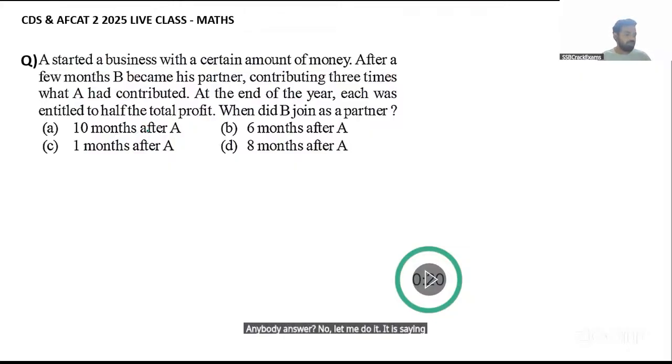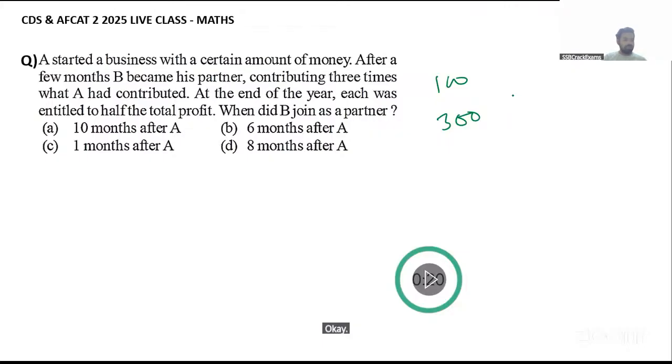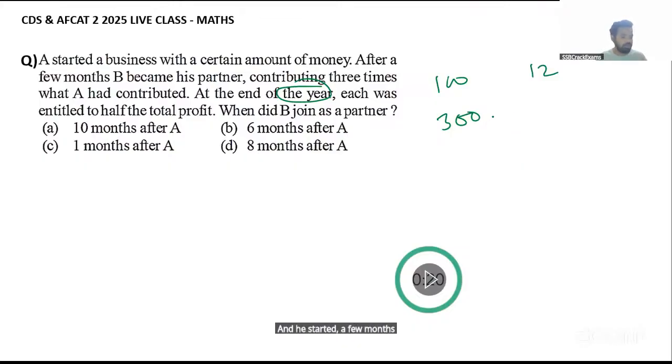It is saying that A started a business. Suppose A shared 100 rupees. Then B will share 3 times that, 300 rupees. So A's capital was in the business for how long? After a few months, at the end of the year. So it was for 12 months, and B started a few months later. We do not know how many months later he started, so suppose he was in business for n months only.